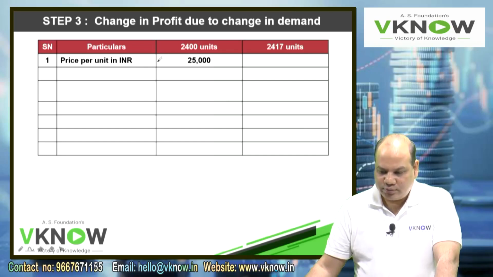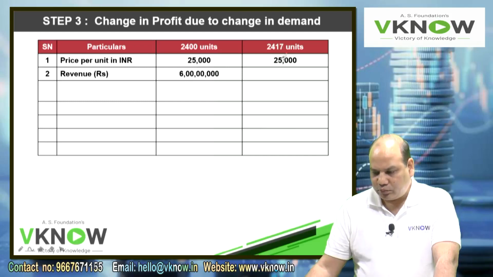So revenue is 25,000 rupees per unit, because we have locked the export price at rupees 25,000. And in the heading we have written quantity sold. So can I now write down revenue in rupees? Revenue in rupees will be, multiply this by 25,000: 6 crore for 2400 units, and 6 crore 4,25,000 for 2417 units.